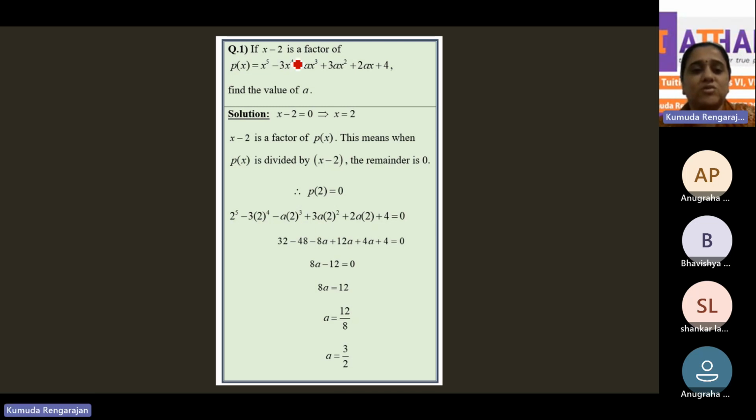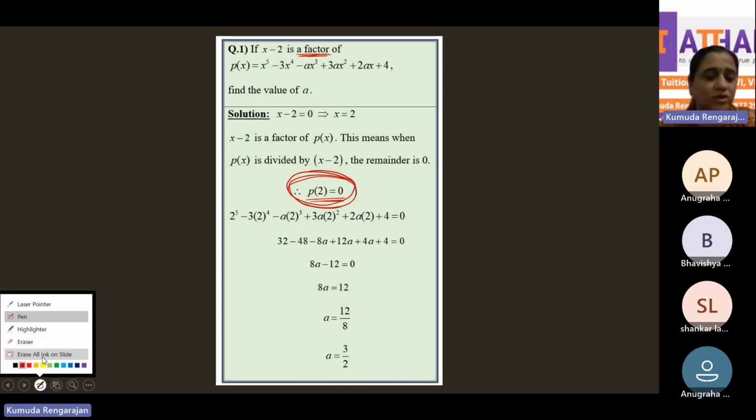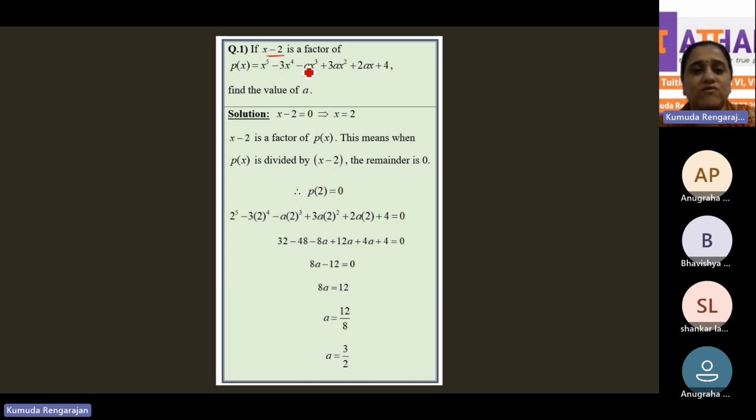It's given x minus 2 is a factor. That means P of 2 is 0. X minus 2 is a factor, so the remainder is 0. P of 2 is 0. This is what you should write first: P of 2 is equal to 0, because it's given that x minus 2 is a factor of P of x. So x minus 2 is equal to 0, x is equal to 2. So P of 2 is equal to 0 is the condition.